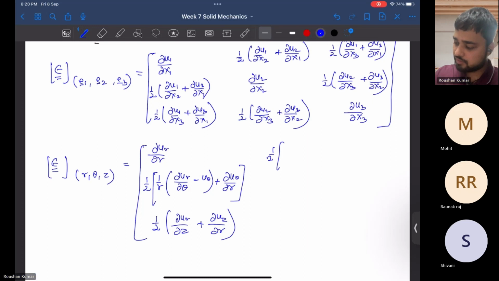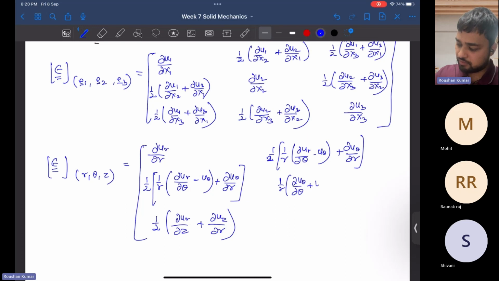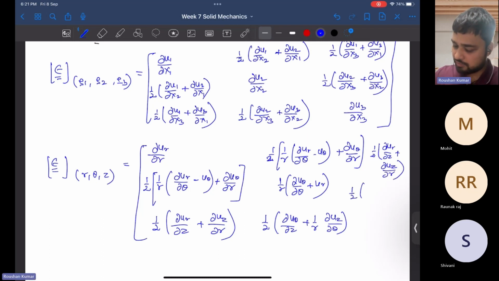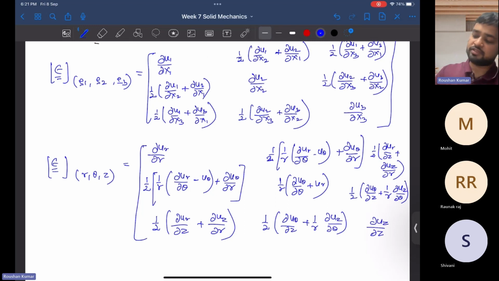half of 1 by r del ur over del theta minus u theta plus del u theta upon del r, 1 by r del u theta upon del theta plus ur, half of del u theta upon del z plus 1 by r del uz upon del theta, and the last column is half of del ur over del z plus del uz over del r, half of del u theta upon del z plus 1 by r del uz upon del theta, and the last one is del uz upon del z. So this is the expression for the strain tensor in cylindrical coordinate system, that is in r, theta and z directions.